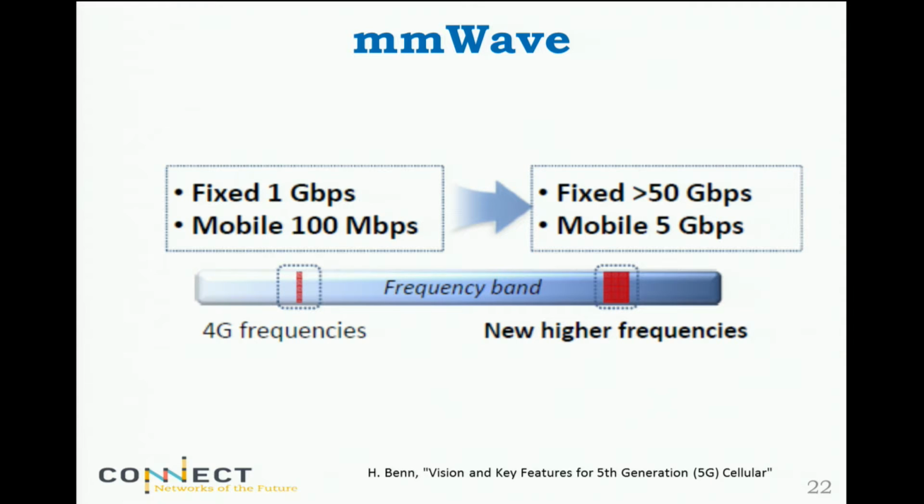So millimeter wave refers to higher bands. Conventionally we are talking about 28 to 31 gigahertz or beyond 60 gigahertz.